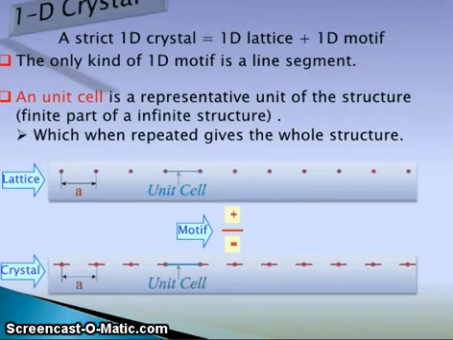Now 1D crystals. A strict 1D crystal is equal to 1D lattice plus 1D motif. The only kind of 1D motif is a line segment. A unit cell is the representative unit of the structure, a finite part of the infinite structure, which when repeated gives the whole structure. Lattice, unit cell, motif, and crystal. So you see the lattice combined with the motif forming the crystal, and then the unit cell.